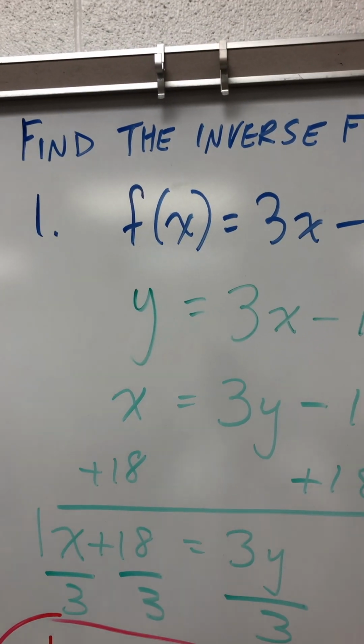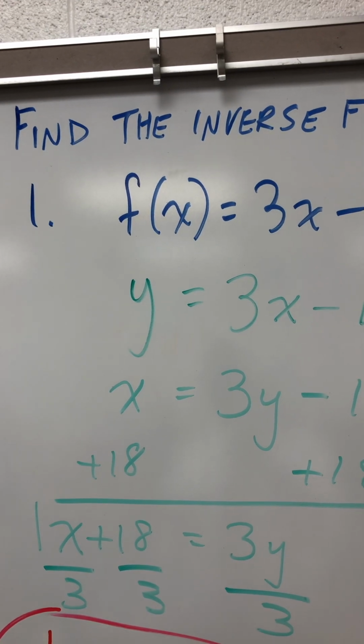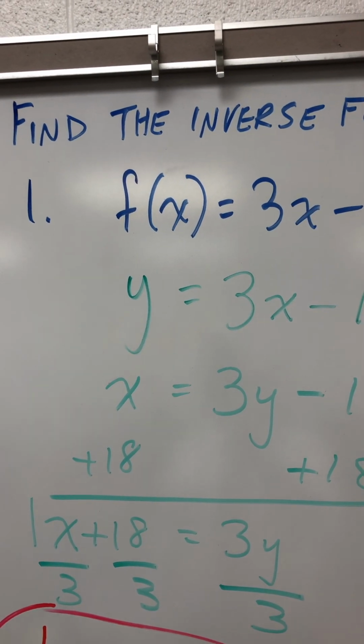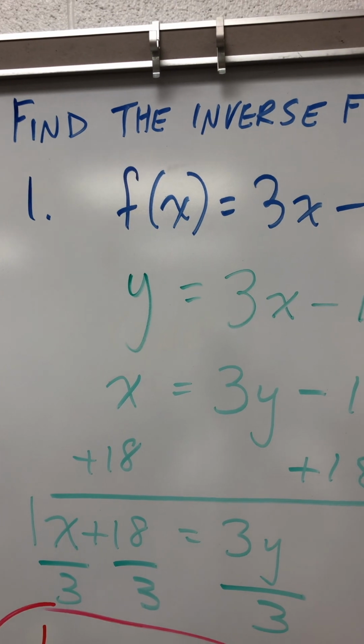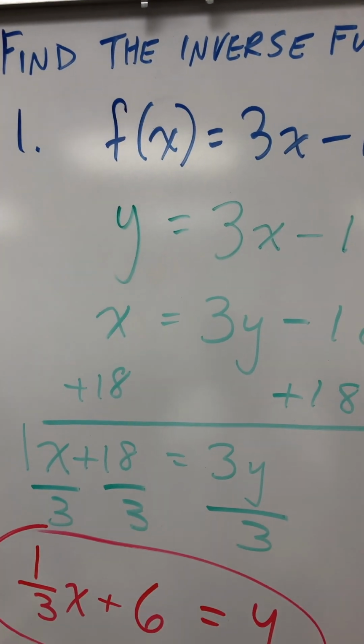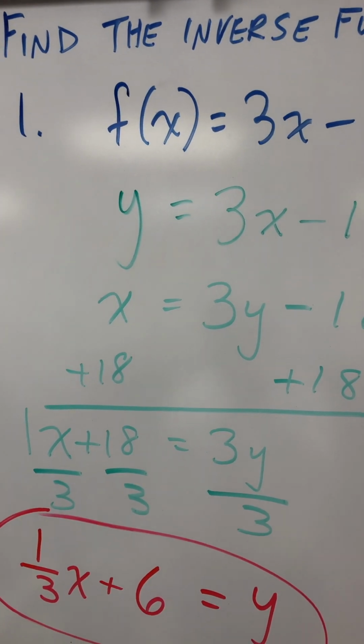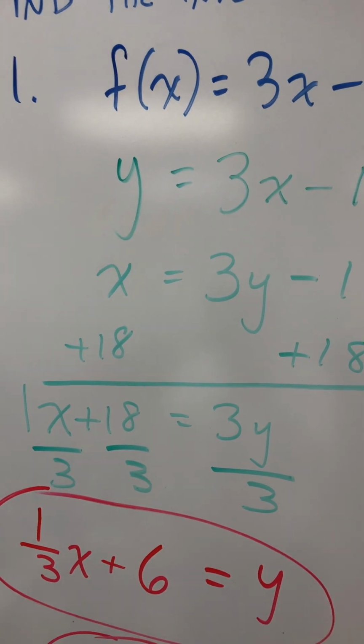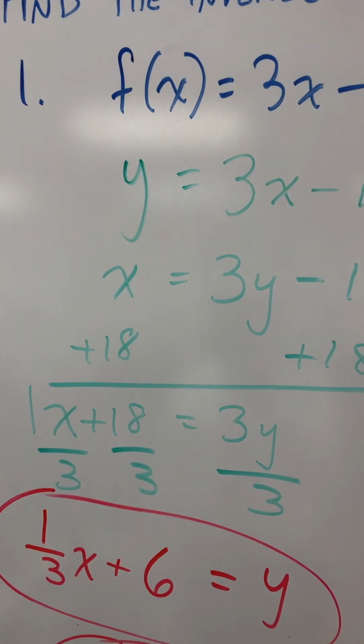So you have 1x plus 18 equals 3y. Divide 1x by 3, that's 1/3 x. 18 divided by 3 is 6. And there's your answer, 1/3 x plus 6.